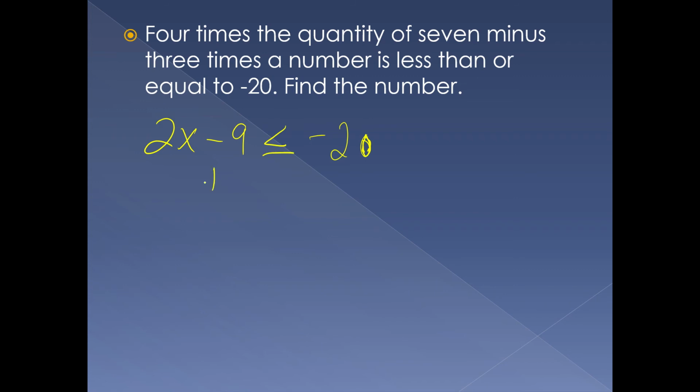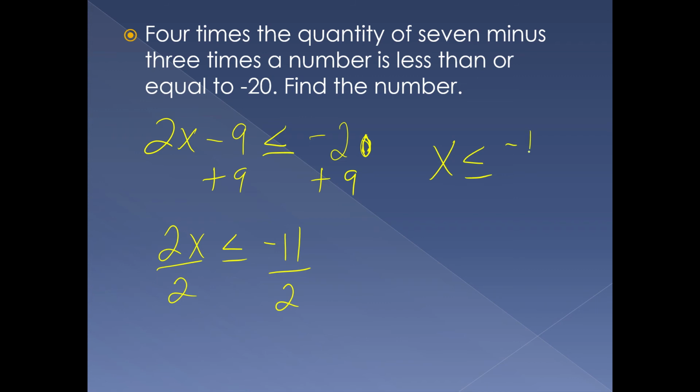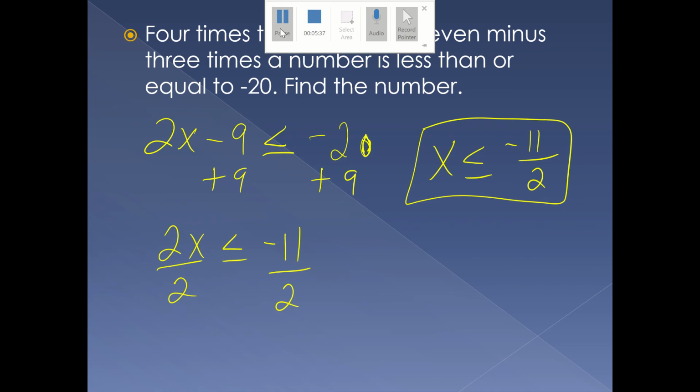Find the number. All right, well, we're going to add 9 to both sides. Plus 9, plus 9. So we get 2x less than or equal to negative 20 plus 9. That gives us negative 11. We now divide both sides by 2, and we get x less than or equal to negative 11 halves. Or if you wanted to, you could make that a mixed number or a decimal.